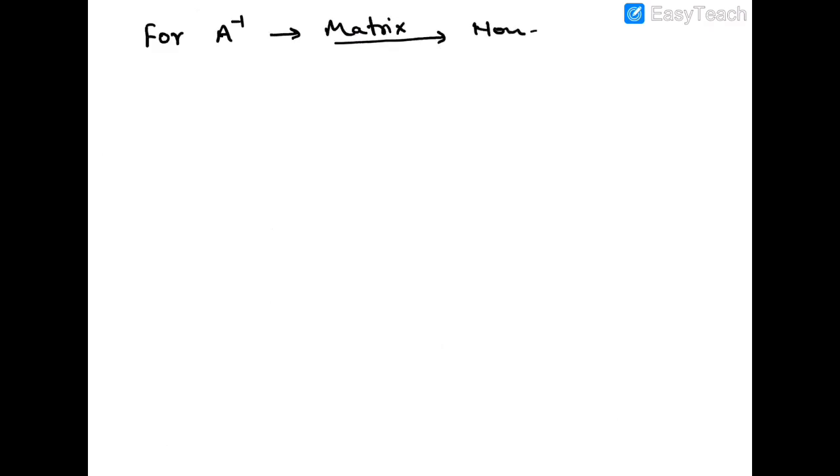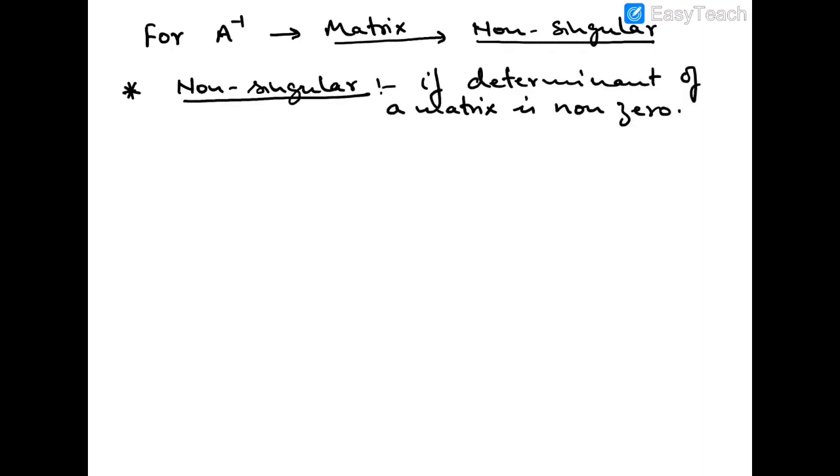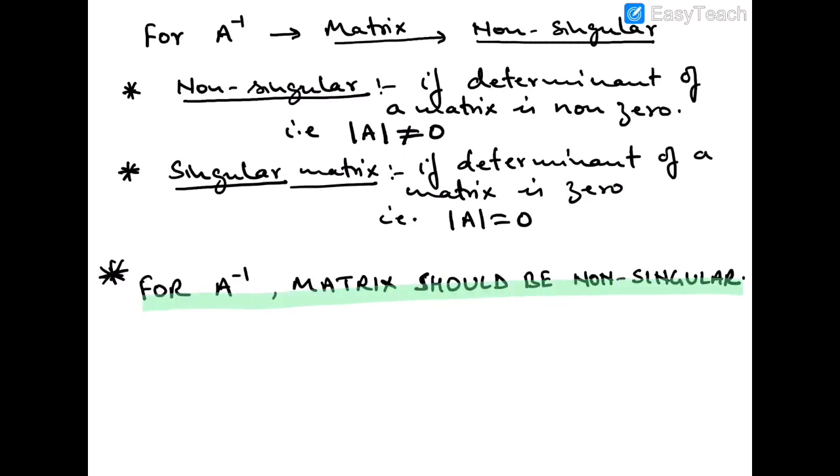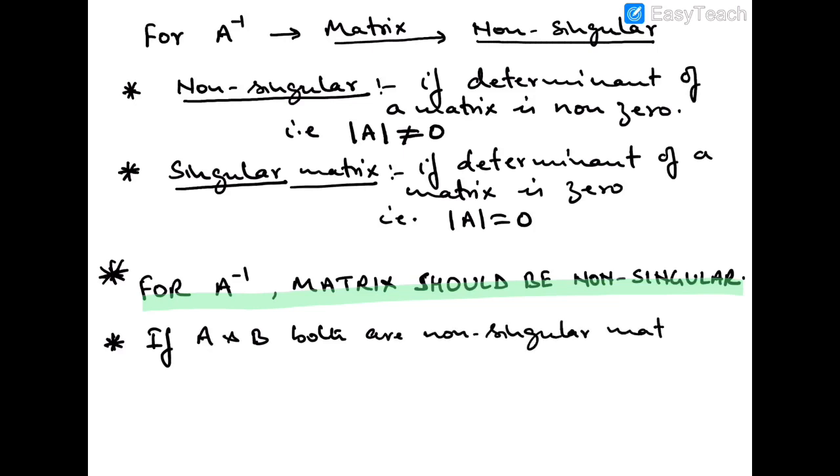Now for A inverse, the matrix should be non-singular. Non-singular means if the determinant of a matrix is non-zero, then it is non-singular. And if the determinant of a matrix is 0, then it will be a singular matrix. So for a singular matrix, the determinant is 0. Therefore, for A inverse, the matrix should be non-singular. And if A and B both are non-singular, then AB is equal to BA.